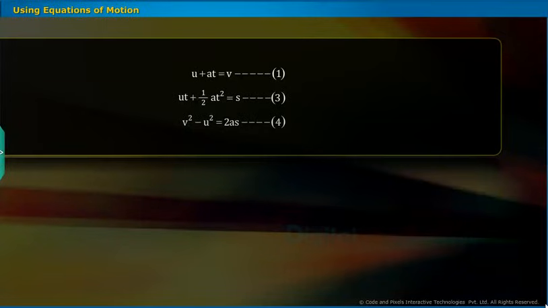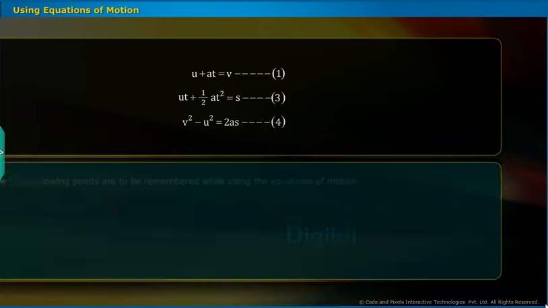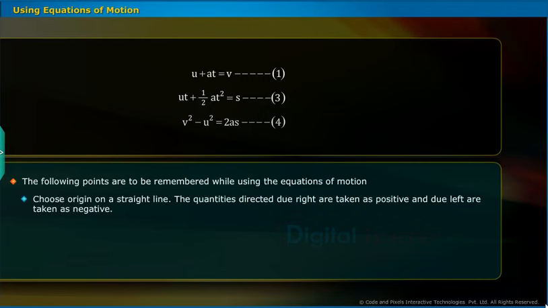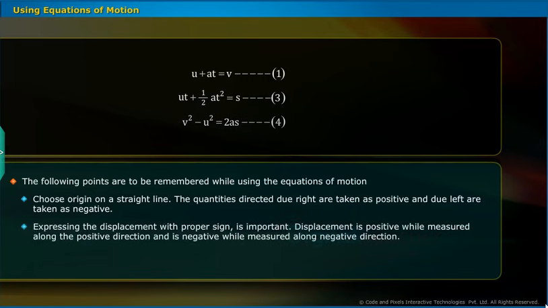Now, let us study a few important points that ought to be remembered while using the equations of motion. Choose origin on a straight line. The quantities directed due right are taken as positive and due left are taken as negative. Expressing the displacement with proper sign is important. Displacement is positive while measured along the positive direction and is negative while measured along negative direction.